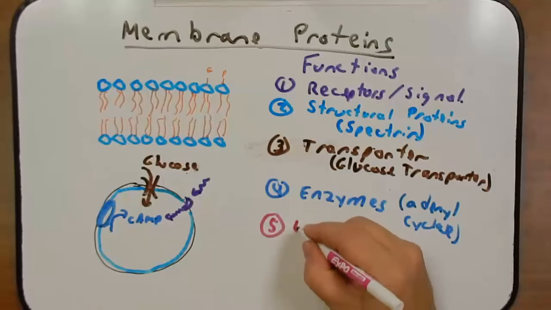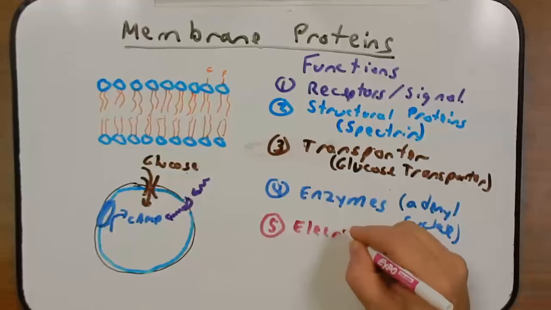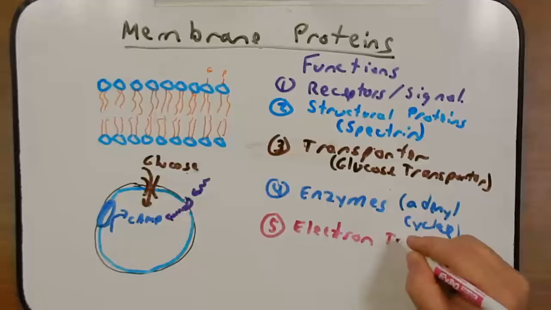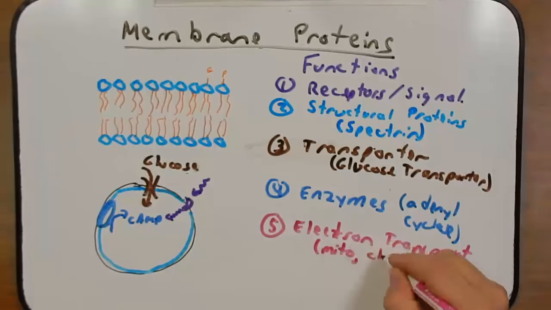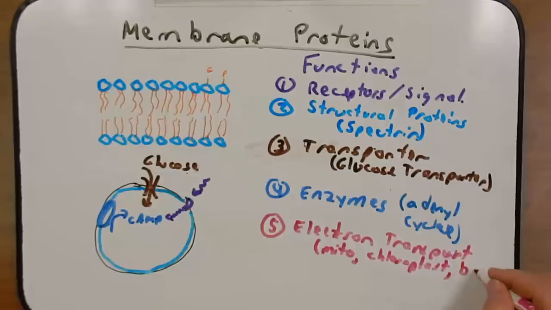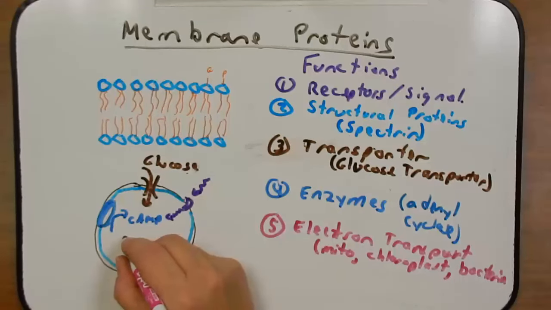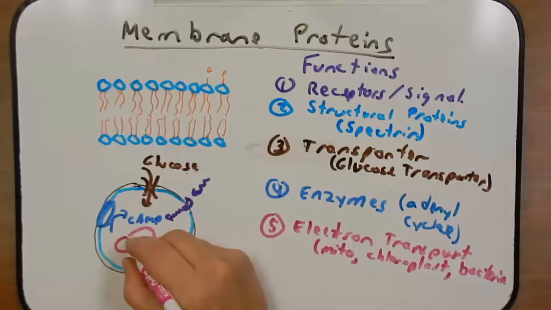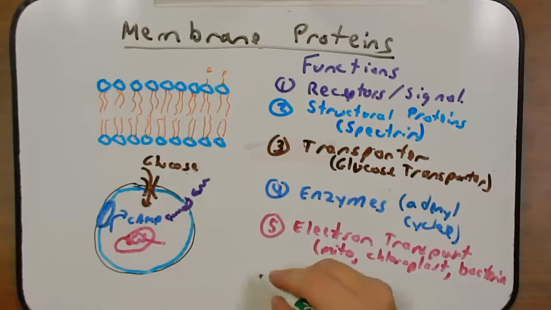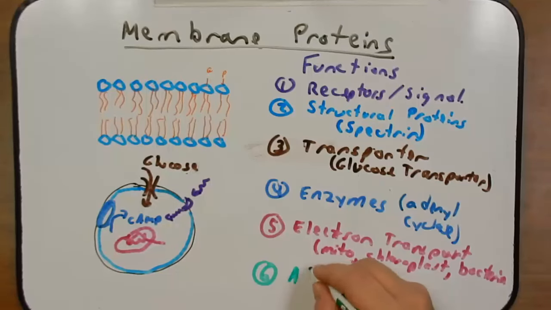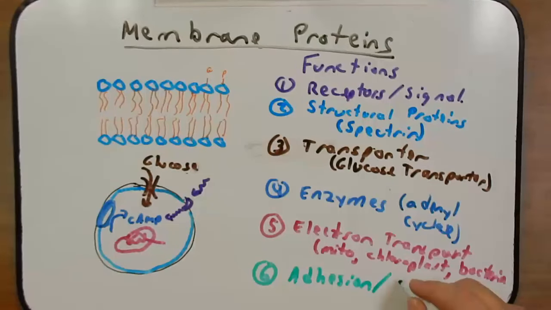We have proteins that we're going to put in this electron transport category. These could be proteins in the mitochondria, the chloroplast, or bacteria. Bacteria don't have organelles, but these electron transport proteins would be found on the plasma membrane. But let's go ahead and draw a lovely mitochondria here, and these transport proteins will be found on this inner membrane. Another category, I'm going to lump together adhesion and communication.